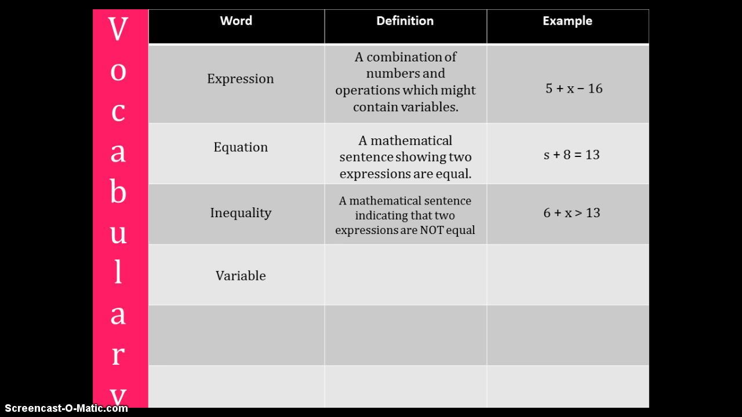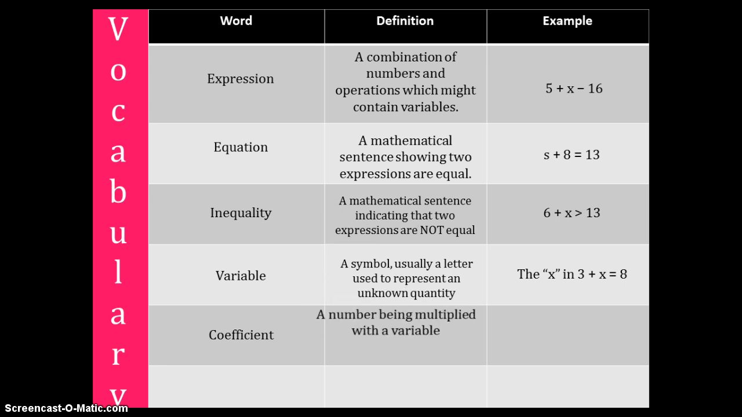Our next word is variable. A variable is a symbol, usually a letter, used to represent an unknown quantity. An example would be the x in 3 plus x equals 8. The x would be the variable in that equation. Our next word is coefficient. A coefficient is a number that's being multiplied with a variable. An example would be the 2 in 2 times x.